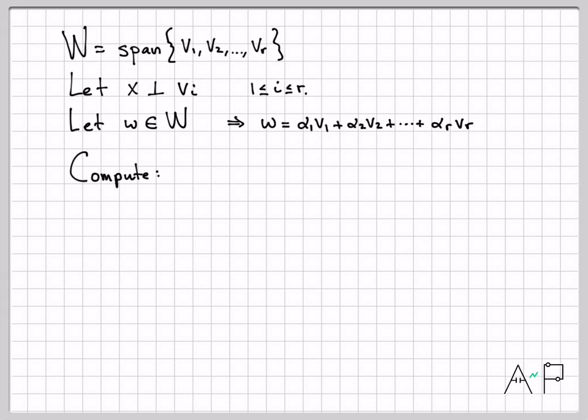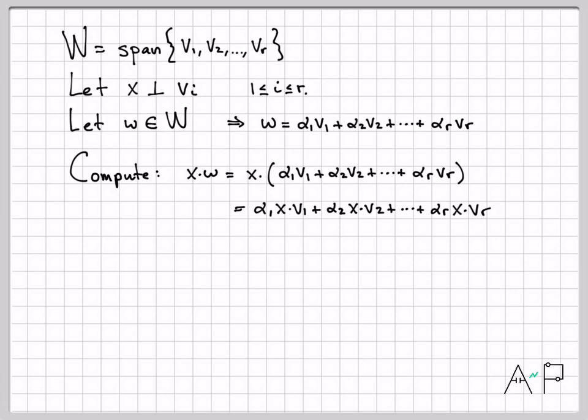Let's compute now what the dot product is between x and w. So let's compute x dot w. That's going to be x dot this, because that's what w is equal to. Then I can use the distributive property of the dot product, pull the scalars out front, and I end up with alpha 1 x dot v1 plus alpha 2 x dot v2 all the way down. But we know something about x. We know that x is orthogonal to all these v's. So each one of these dot products is actually equal to 0. So I end up with alpha 1 times 0 plus alpha 2 times 0 all the way down to alpha r times 0, and I get 0.